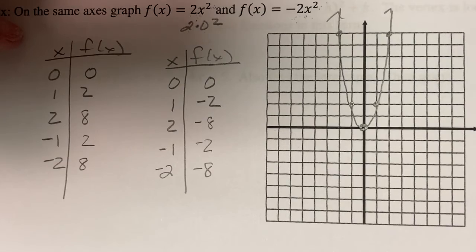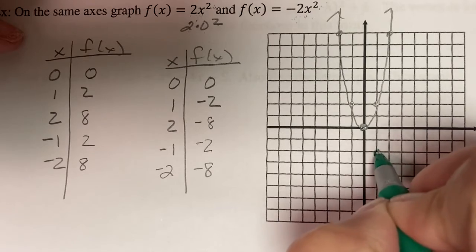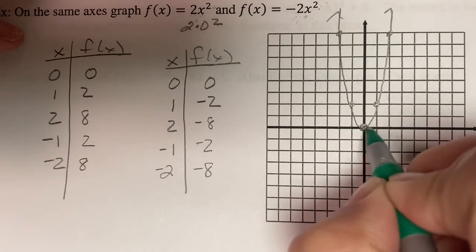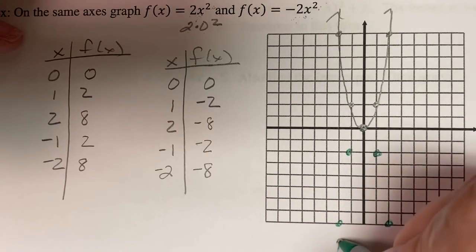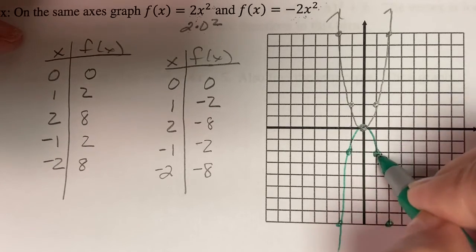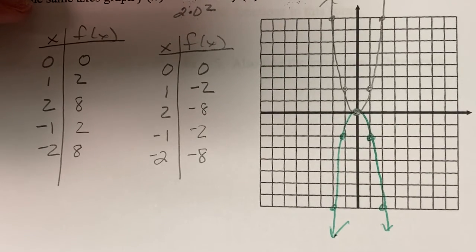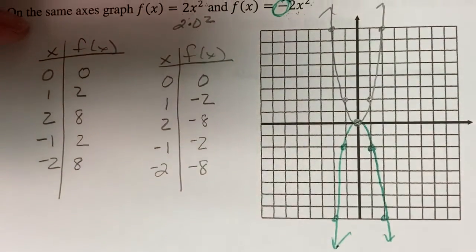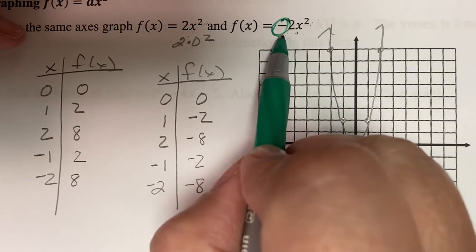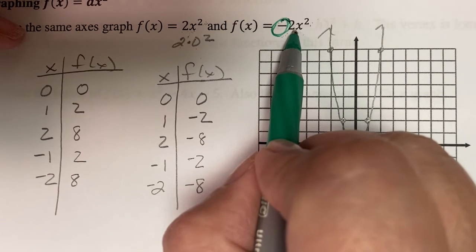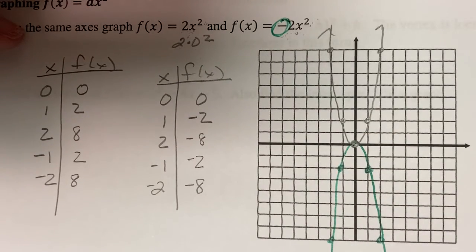And if I plot those points, you can see (0, 0), (1, -2), (2, -8), (-1, -2), and (-2, -8). So it's the same shape as the first one. It's still skinnier by a multiple of 2. But because that 2 is negative, it's going to turn down. So the 2 and the negative actually do different things. The 2 changes its shape, makes it skinnier. The negative makes it reflect over the x-axis.